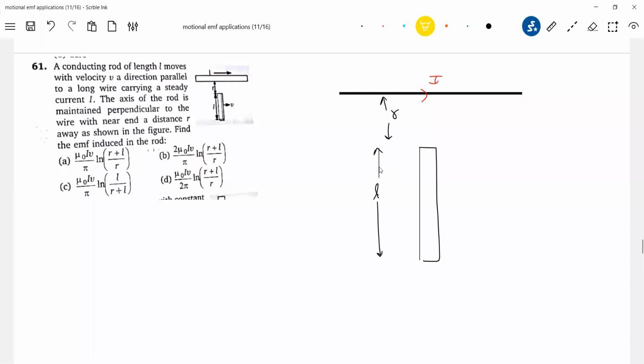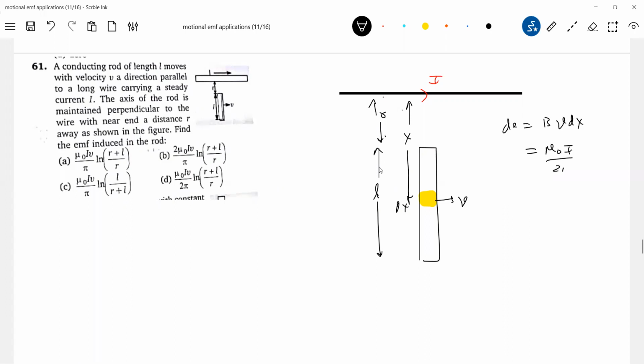So what should we do? We'll assume a small element of length dx at a distance x. The EMF induced in this, let it be dE. So BV into dx, which should be mu naught I by 2 pi x times V dx. So this should be from R to R plus L.